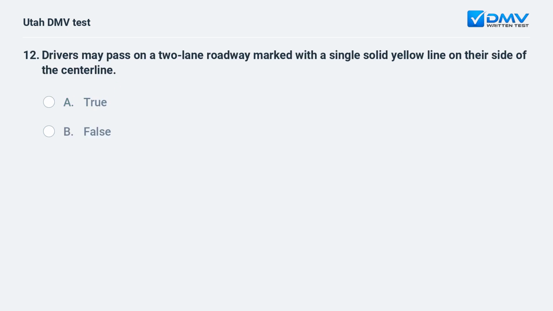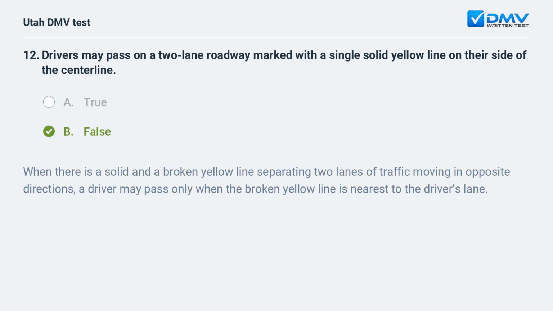Drivers may pass on a two-lane roadway marked with a single solid yellow line on their side of the centerline. A. True. B. False. B. False. When there is a solid and a broken yellow line separating two lanes of traffic moving in opposite directions, a driver may pass only when the broken yellow line is nearest to the driver's lane.